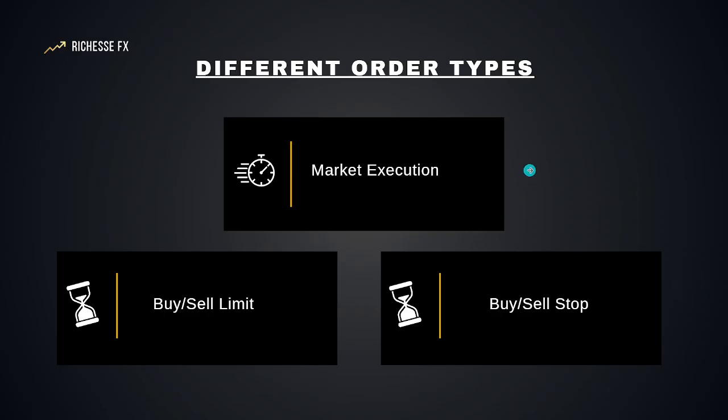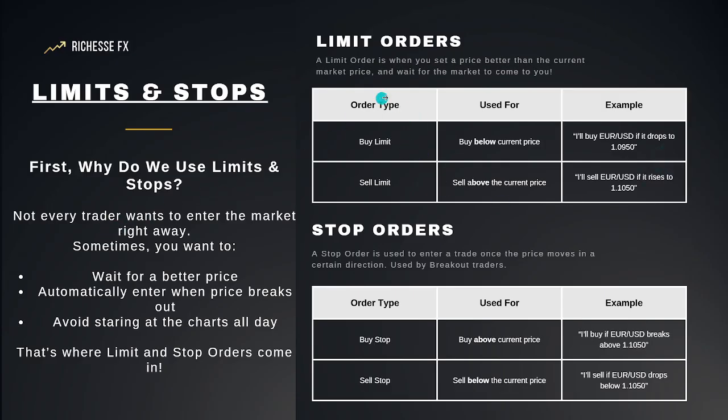The different order types are very important to understand. Market execution, buy sell limit, and buy sell stop. Let's get into the actual thing behind it. So limit is when you set a price better than the current market price and wait for the market to come to you. So buy limit is buy below current price. It's pretty much saying that you want to buy something when it gets to a better price. You're waiting for it to get that little bit cheaper. For example, I'll buy Euro USD if it drops to 1.0950.